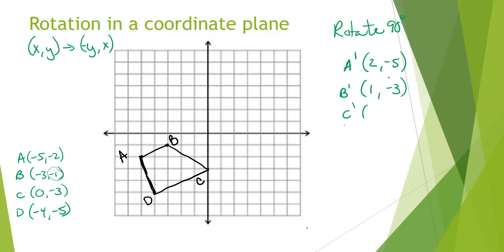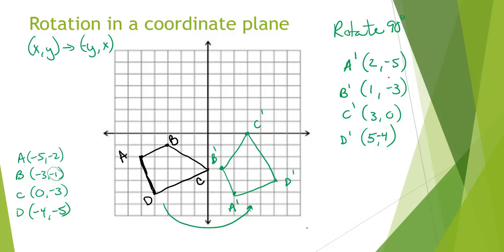B prime, take my y value, put it first and change its sign, and just put the x value where the y was. C prime, the same, becomes 3, 0. And D prime becomes positive 5, 4. Let's plot these. 2, -5, there's A prime. 1, -3, there's B prime. 3, 0, C prime. And that should have been 5, -4. My bad. 1, 2, 3, 4, 5, -4, D prime. And if I connect these, I should see that I have rotated this 90 degrees.